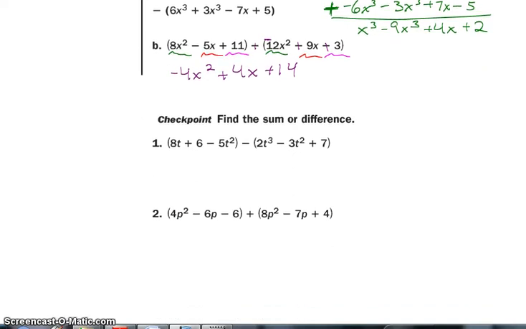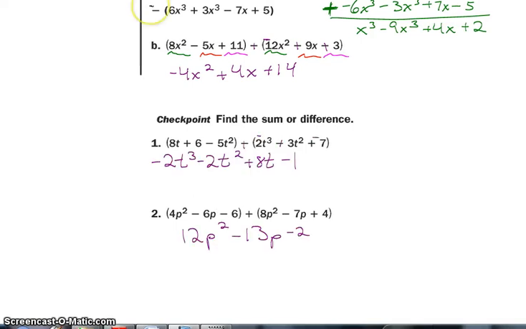Here's some problems you can try on your own. Go ahead and pause. Try these out. Hopefully you got the same answers as I did. If you didn't pause, feel free to pause and rework the problems. Hopefully the fact that things weren't written in standard form in our first one didn't throw you off too much. They will do that occasionally just to make sure that you know what you're doing.